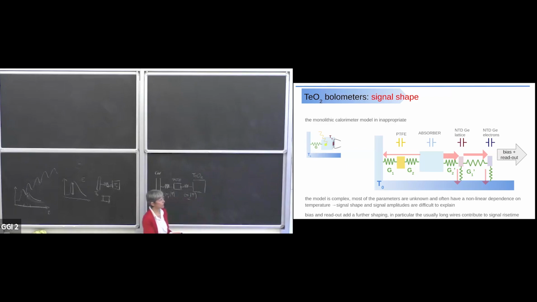So this, for example, is assuming that everything happens with thermal phonons. This is the model of a bolometric detector like the one that I've shown you. So this is the tellurium dioxide absorber. This is the part with Teflon that I've drawn here on the blackboard. And then also the thermistor is not as simple as you could guess.